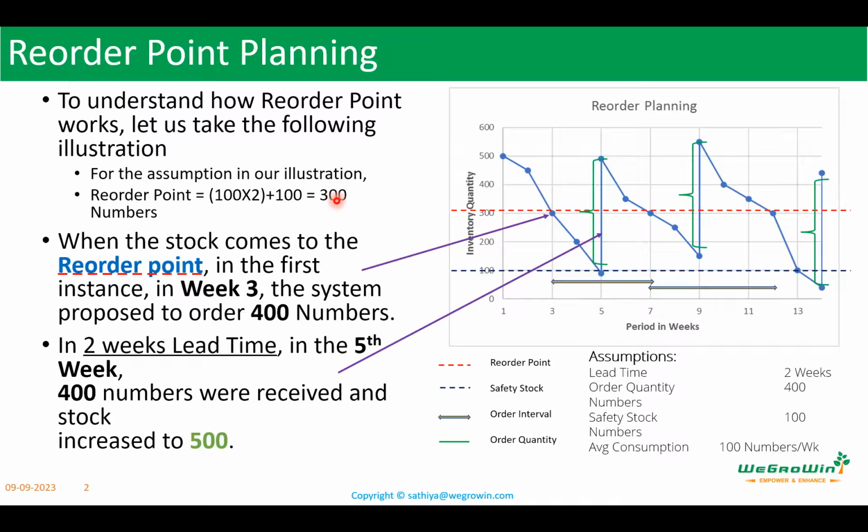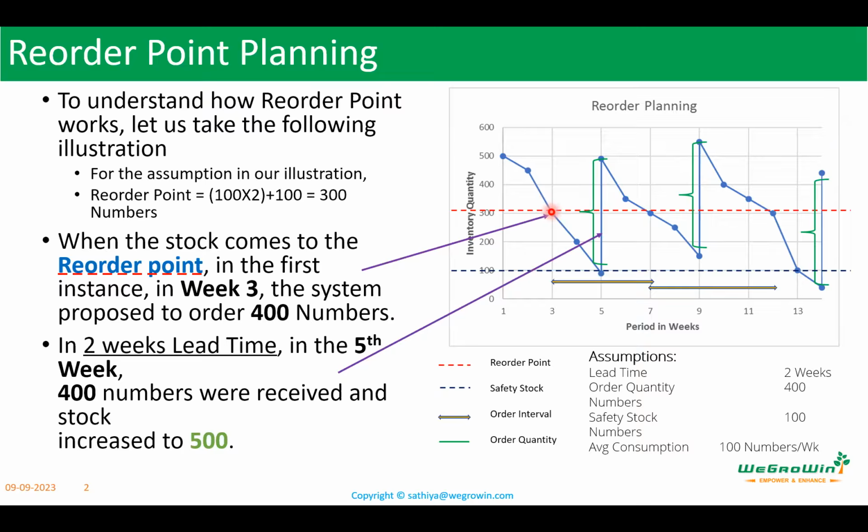And my order quantity is 400 numbers, which means approximately 2 weeks quantity or 3 weeks quantity I place the order. So that is how it will be working. For example, I am having 500 numbers of stock here. Slowly I am consuming. Within 2 weeks it is reaching the reorder point because I am consuming approximately 100, right? So 2 weeks it is the reorder point.